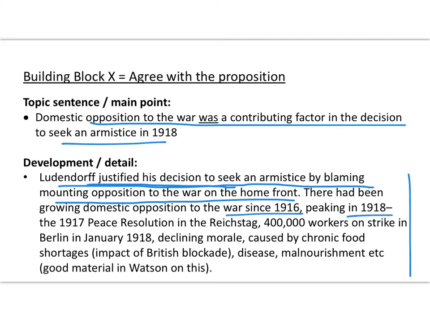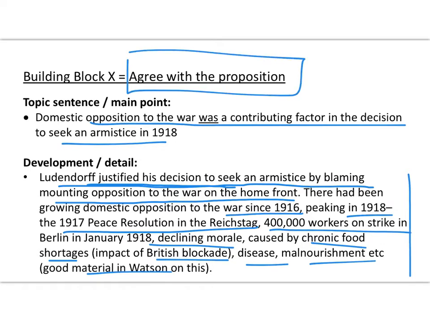Well, it had been building up since 1915, and it had peaked in 1918, but in 1917, in the Reichstag, there had been Erzberger's peace resolution. In January 1918, 400,000 workers had gone on strike. There had been declining morale on the home front caused by the British blockade, food shortages, the turnip winter, disease, malnourishment. You could bring in a quote from Watson, all within that part of the answer. Okay, so you are supporting the proposition. You're saying, yes, domestic opposition was a factor that led to the decision to seek an armistice, and you're showing knowledge about that.